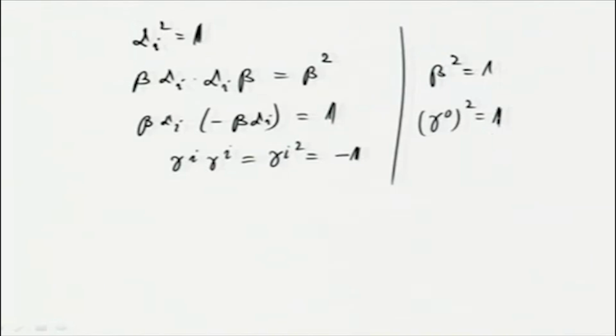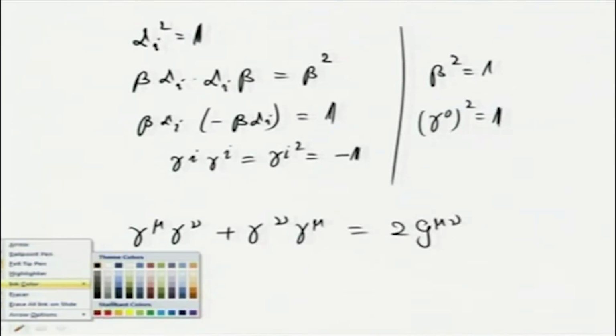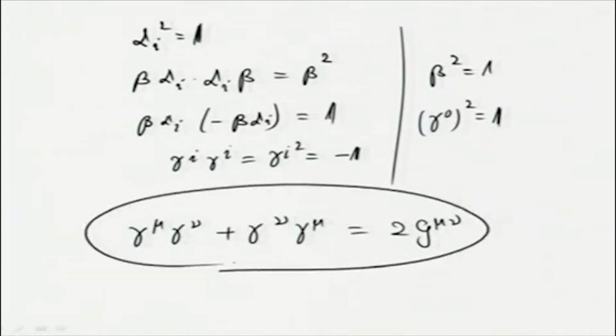minus 1. Putting together all these, the anti-commutation relations, these two relations, and this property of the square of the gammas, we can write gamma mu gamma nu plus gamma nu gamma mu equal to 2 g mu nu. I would like you to verify that these in components are exactly the same as what we have now written here. Okay. So, that is essentially the thing that we want to discuss.